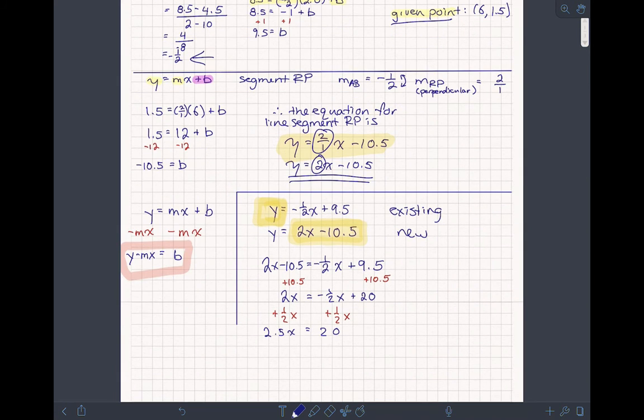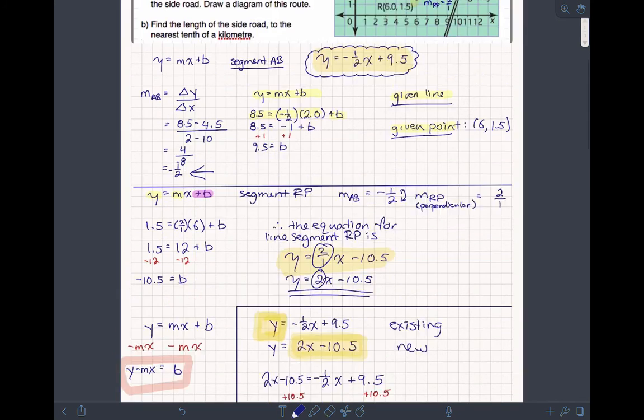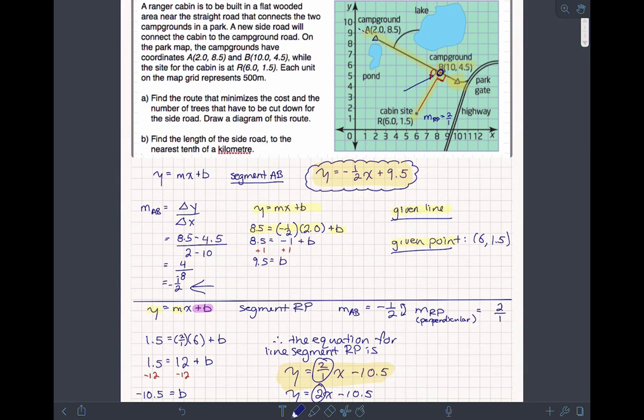And of course, now what we can do is isolate x by dividing by 2.5, dividing by 2.5, and x then is going to equal 8. So we've isolated now the x value of the point of intersection for that point right here. We know that it meets at 8, and that looks like it's about accurate based on the drawing. We can sort of see that there.